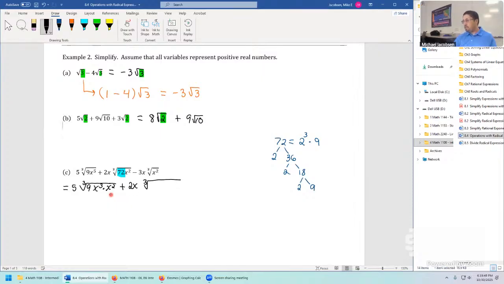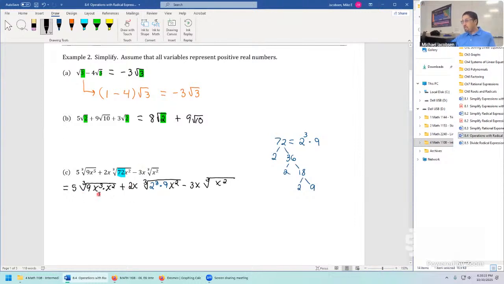Another cube root. Another strategy is to put a little space, and that also avoids the confusion. We don't mean x cubed. We mean 2x times the cube root of something. For 72, we're putting in 2 power 3 times 9. Something went wrong with the 9. Let me fix that. Times 9 times x squared. Then it's just a minus 3x times the cube root of x squared.